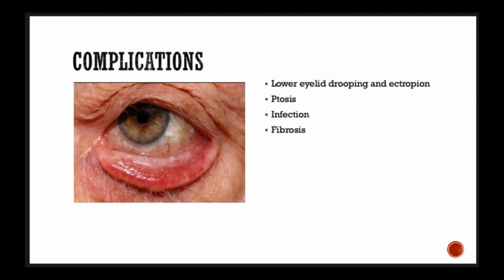There are some complications that you can have. You can have a lower eyelid drooping and ectropion, which is basically where the lower eyelid is pushed outwards. They have to go back to surgery in order to resolve that complication. If you damage the levator aponeurosis, you can have ptosis of the eye as well. And then, of course, infection and fibrosis. If they develop fibrosis from the procedure, then they have difficulty with their ocular movement.